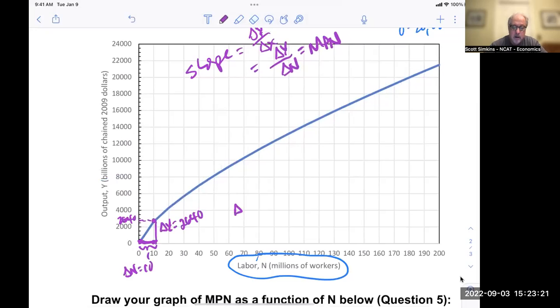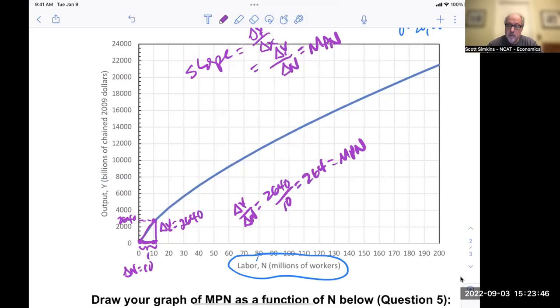So the change in the slope is just rise over run. We learned that back in middle school. The change in Y over the change in N is the slope. That is 2640 divided by 10. This is just what we did back on that spreadsheet. That's 264. That's the marginal product of labor.